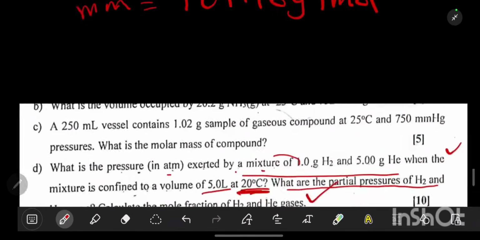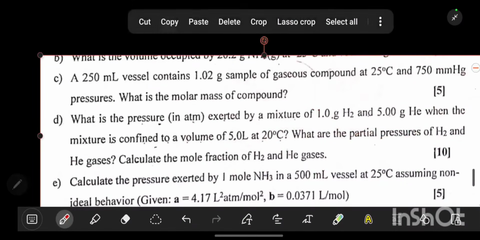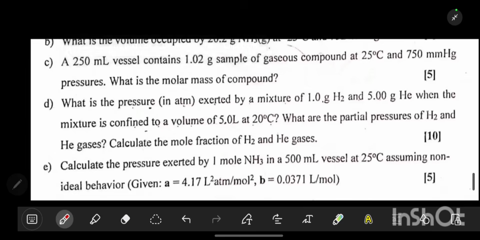Then for the partial pressures, we are going to do the same.